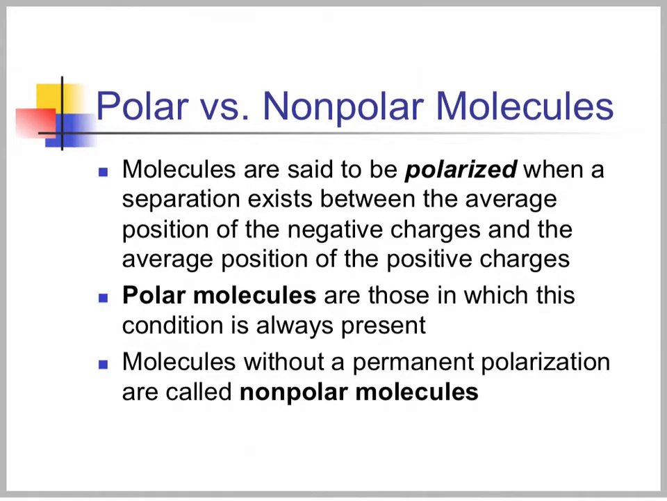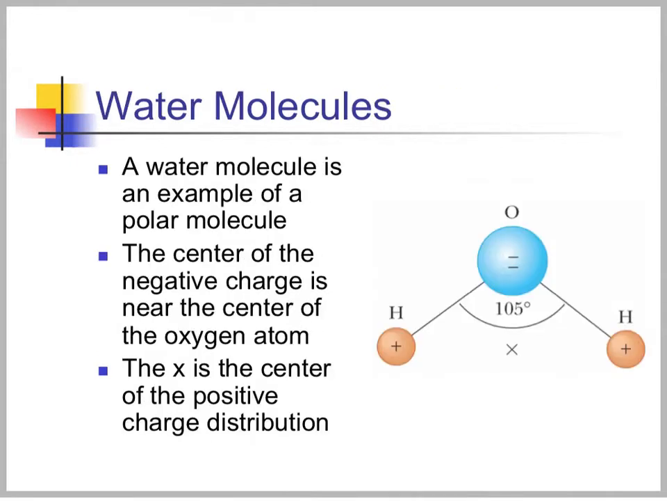That brings us to different molecules. Molecules can be polarized when a separation exists between the average position of the negative charges and the average position of the positive charges. Now, polar molecules are molecules where this condition is always present. But even without a permanent polarization, molecules can be polarized. Those types of molecules are called non-polar molecules.